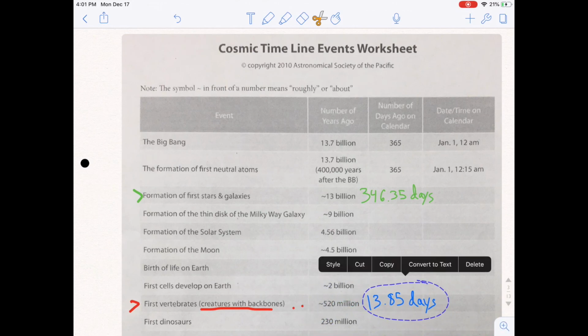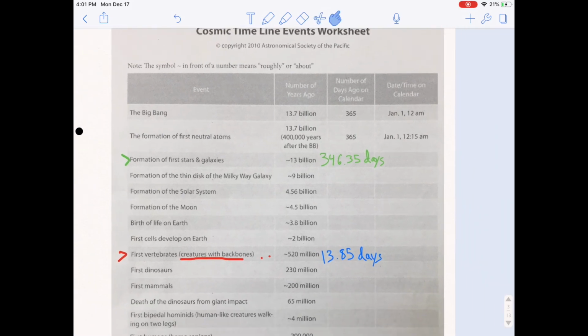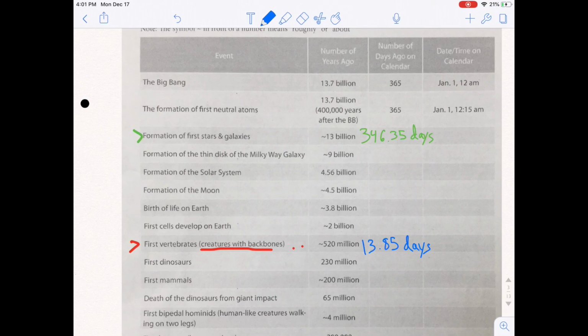So, your mission is to complete the rest of this column, and we're going to figure out how to go from this column to this column in the next video.